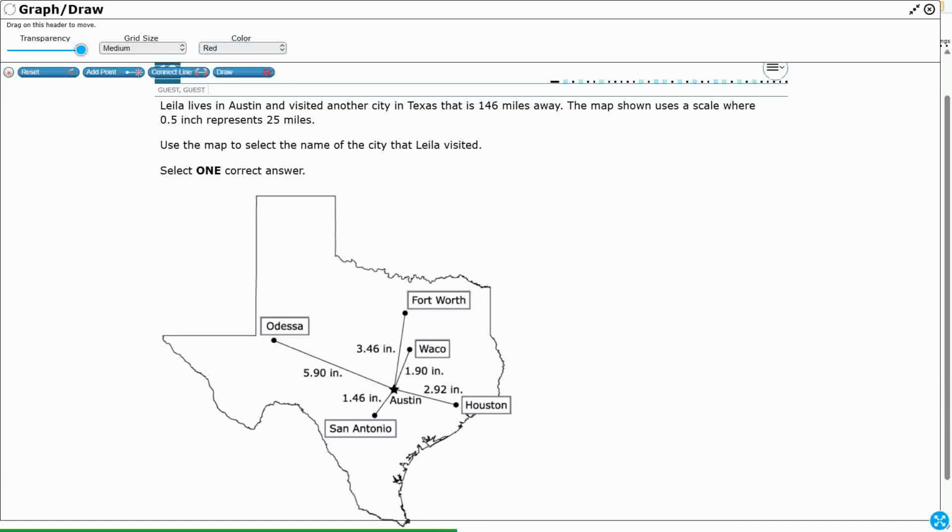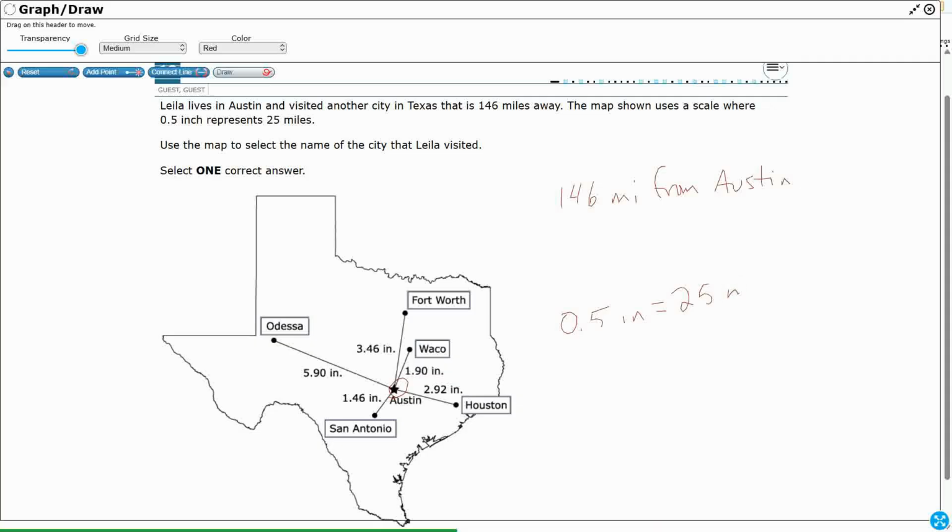And it says that she visits another city in Texas that lives 146 miles away. So 146 miles from Austin. Now, if we happen to know our Texas geography, we can probably answer this without that. But we don't have that memorized, so we have a scale drawing. Now, they don't give us the scale on the map itself. It's in the sentence. So we have 0.5 inches equals 25 miles.